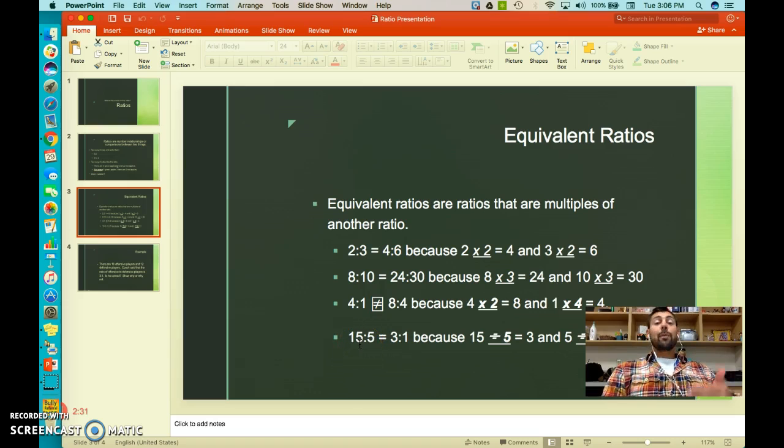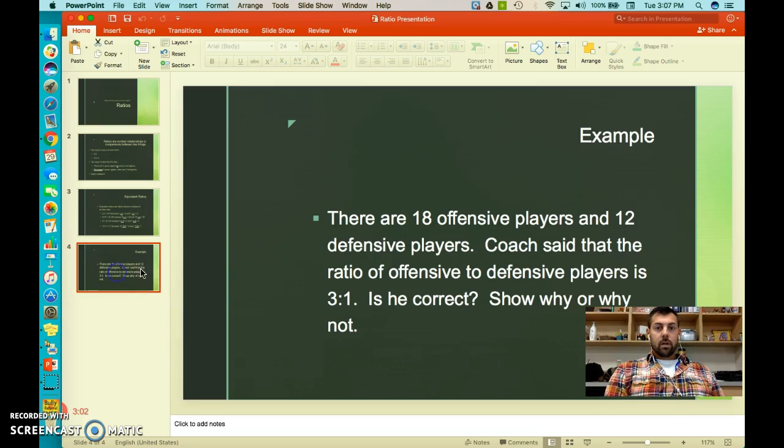I can also go backwards. I can divide, because division and multiplication are the same thing in opposite directions: combining equal groups, separating equal groups. So 15 to 5 can equal 3 to 1 because 15 divided by 5 is 3, and 5 divided by 5 is 1. So I can divide each of the first two numbers by the same factor, and I get an equivalent ratio. Does this sound at all like equivalent fractions? It does.